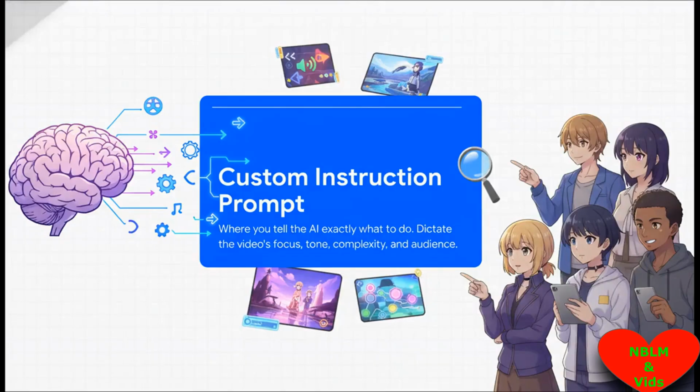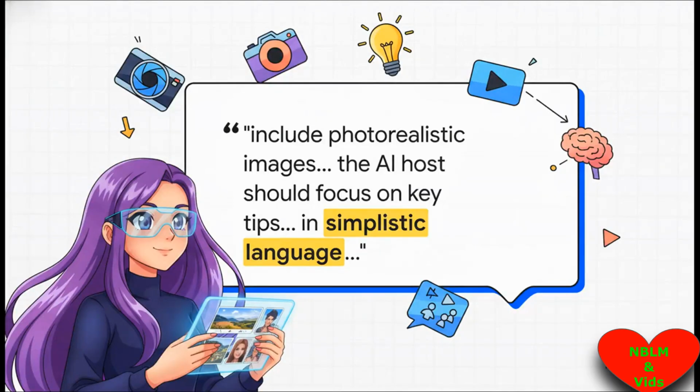This custom instruction prompt, this is your direct line to the AI. This is where you go way beyond just the topic and start dictating the entire creative direction. You can tell it what to focus on, what the tone should be, how simple or complex the language is, and exactly who you're making this for. This is everything. Let's look at a real-world example here.